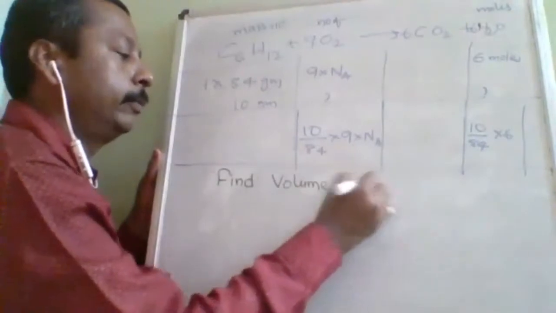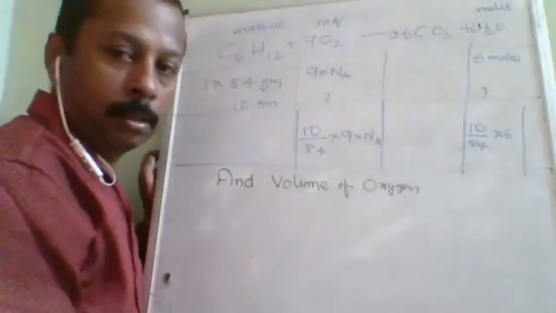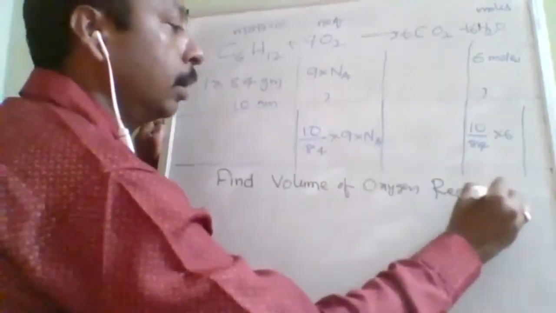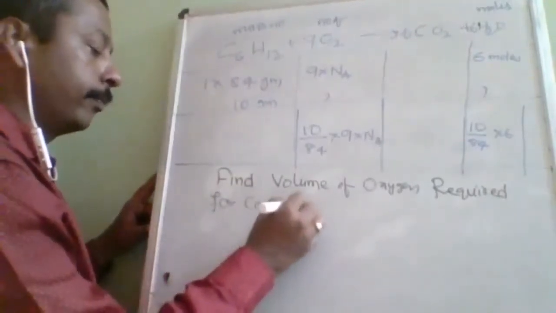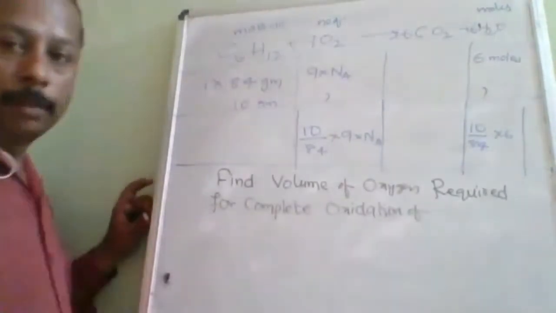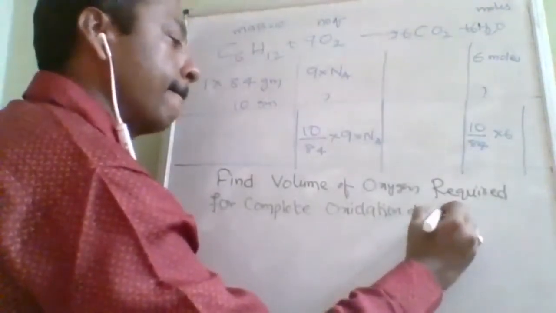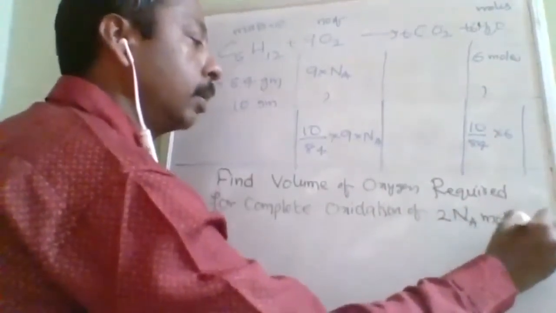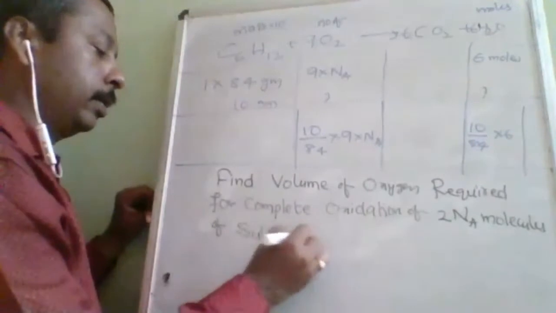Find volume of oxygen required for complete oxidation of 2Na molecules of sulfur dioxide.